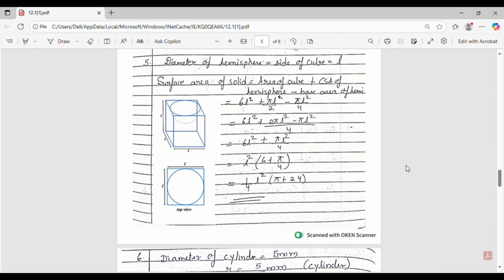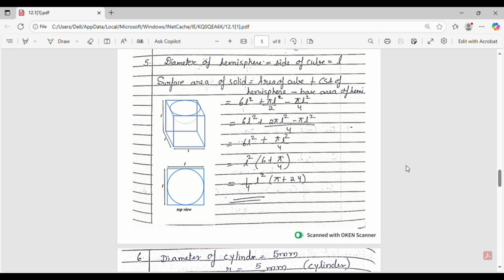Question 5. A hemispherical depression is cut out from the face of a cubical wooden block such that the diameter l of the hemisphere is equal to the edge of the cube. Determine the surface area of the remaining solid. So the diameter of the hemisphere is equal to the side of the cube, which is l. Surface area of the solid is area of cube plus CSA of hemisphere minus base of hemisphere. It would be the same as the previous question.